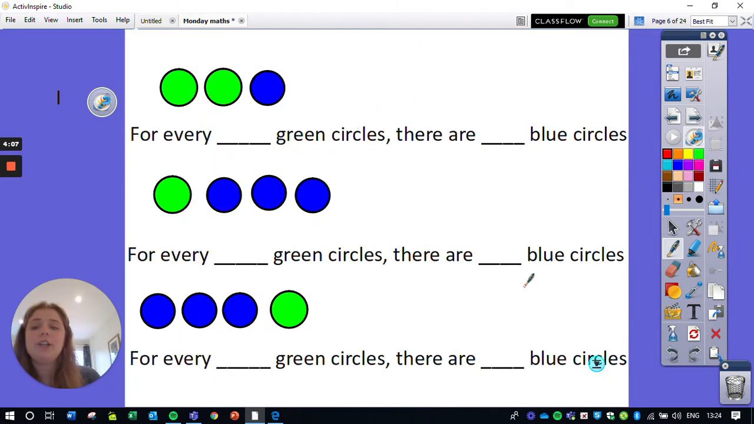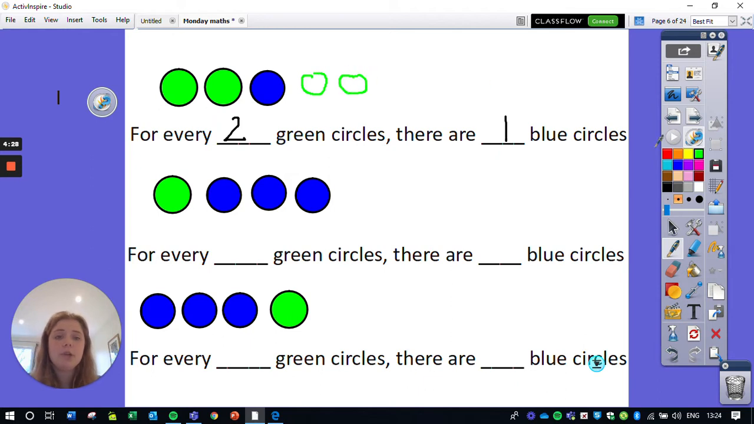Okay, ratio. Ratio is the relationship between 2 or more different quantities where that remains the same throughout. For example, let's look at this first pattern. For every 2 green circles, 1, 2, there is 1 blue circle. That means if I were to continue the pattern, I would have to draw 2 green, and every time I draw 2 green, I have to stop and draw 1 blue.